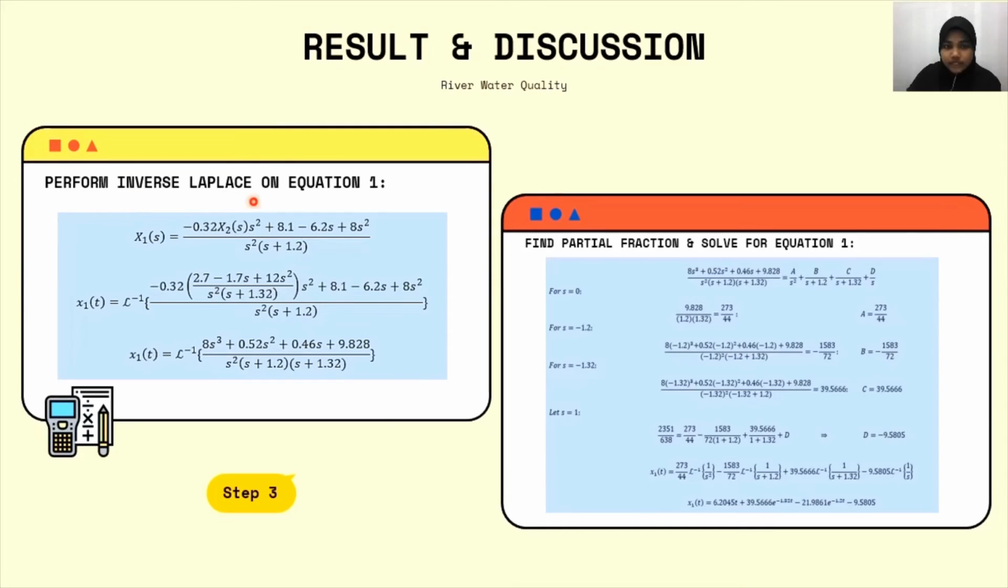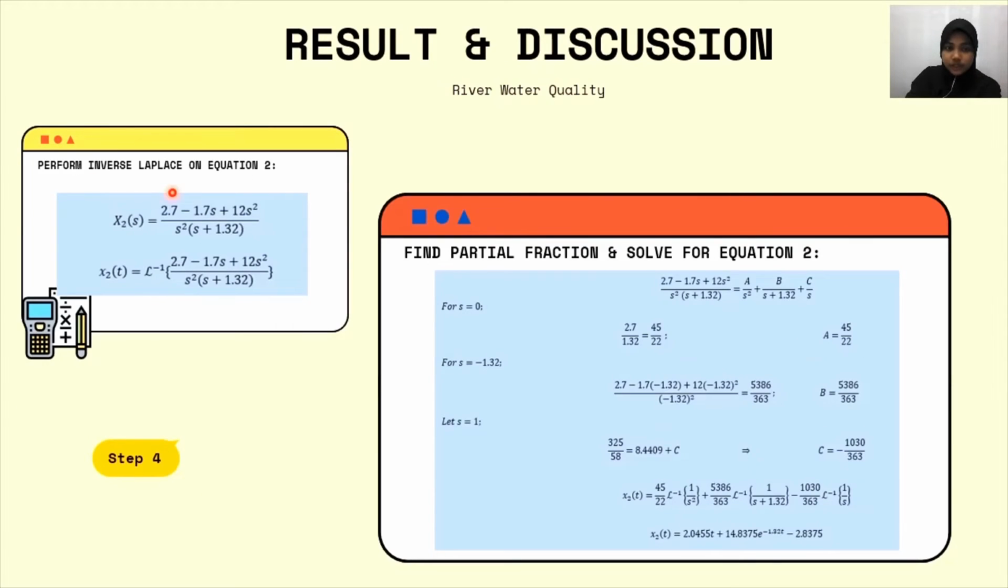Next, we need to perform inverse Laplace on equation 1. But before that, we need to substitute X2 into this equation and simplify it until we get x1(t) equals inverse Laplace of this. Then we need to find the partial fraction and solve for equation 1. Then we find A, B, C, and D. After we find A, B, C, and D, we can just perform inverse Laplace and we get the final solution for x1. Next, we need to perform inverse Laplace on equation 2. So x2(t) equals inverse Laplace of this. Then we need to find the partial fraction and solve for equation 2. Like before, we find A, B, and C, and we perform inverse Laplace and we get the final answer for x2. The edited solution.